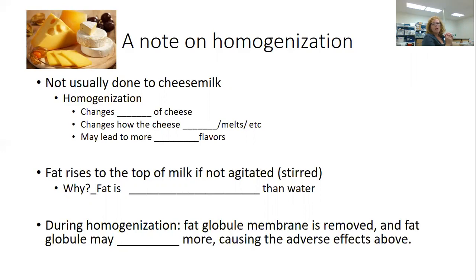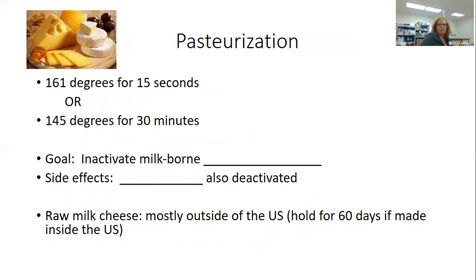And it may lead to different flavors. Why does fat rise to the top of the milk if it's not continuously stirred or not homogenized? Remember fat rises to the top of the milk. Why is that? It's lighter than water. Yeah, it's greasier. When we homogenize, that whole fat globule membrane is removed, so the fat forms into smaller droplets. But it may become more volatile, or it may evaporate more or change more, and then cause different changes in flavors or other characteristics.